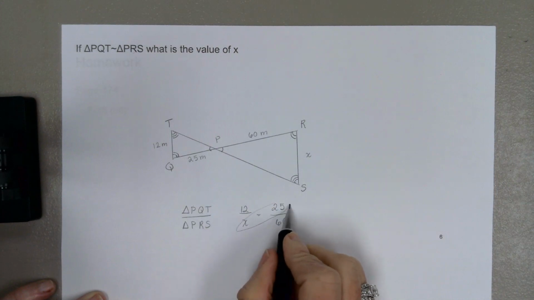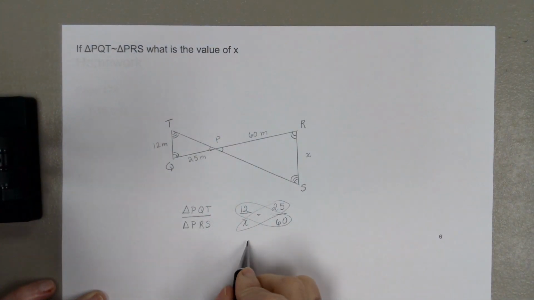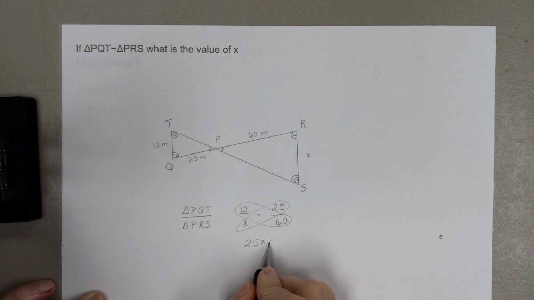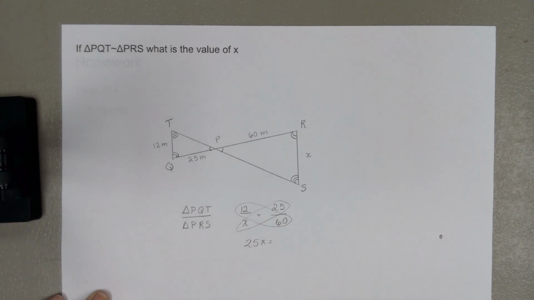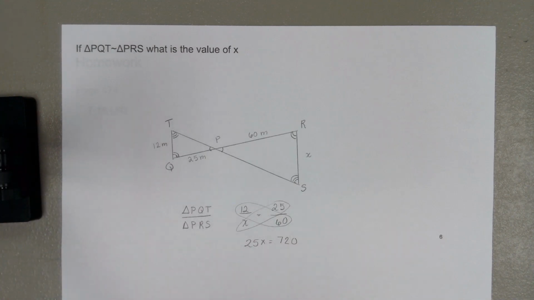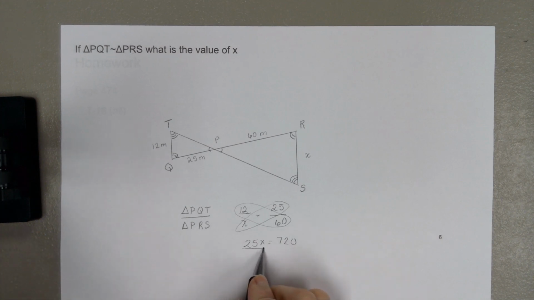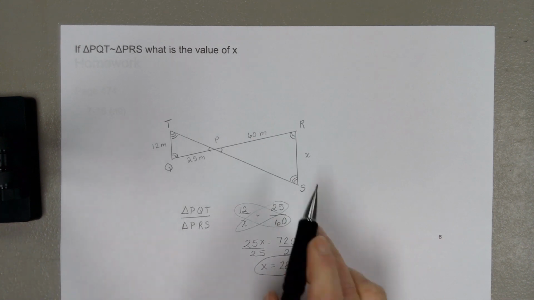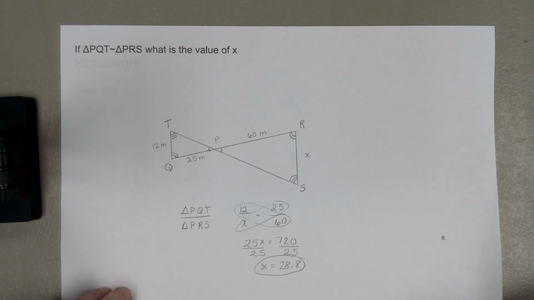So then I'm going to cross product, and I'm going to get 25x is equal to 720. And then I'm going to divide by the 25. And it's going to give me 28.8. And that's what your x value, or your height of it, would be.